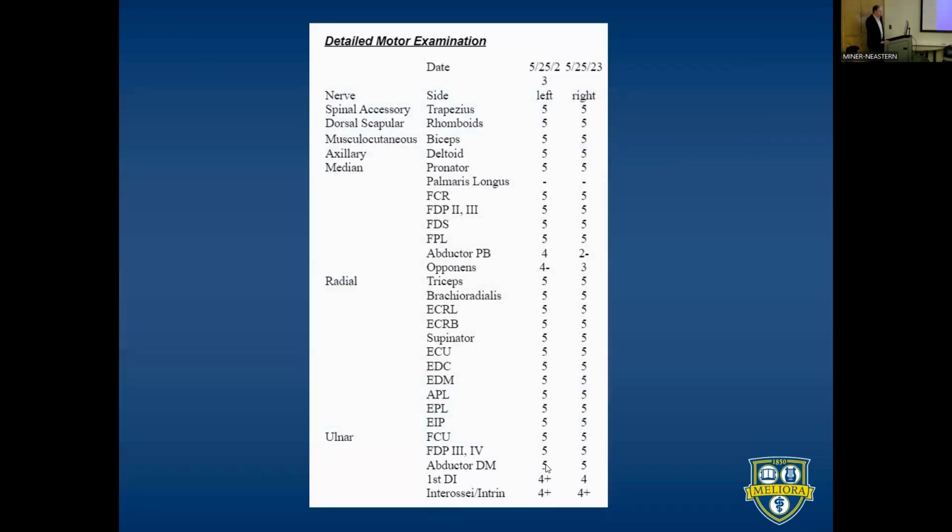Here's her exam, and it's basically fairly normal, but with a very weak abductor pollicis brevis. She actually had symptoms on both sides, but the right side was much worse. And then a little bit of ulnar weakness, but not as bad as that other lady. That other lady was much later stage, at 7 years versus 5 years.